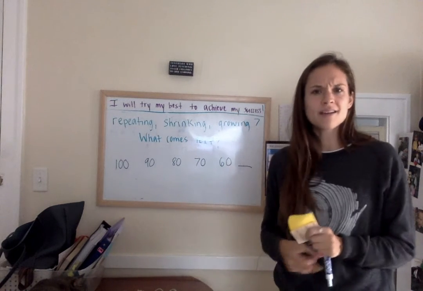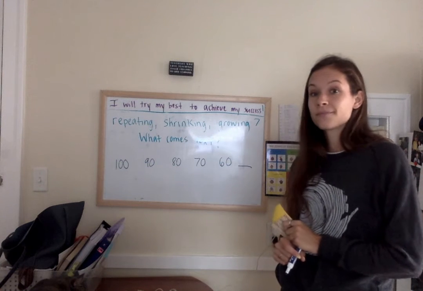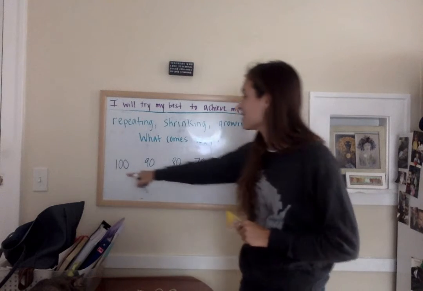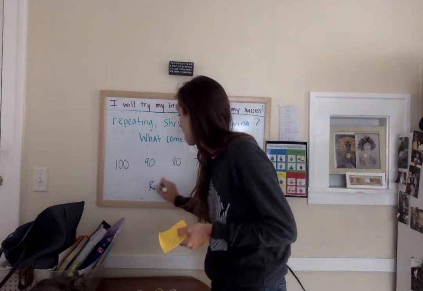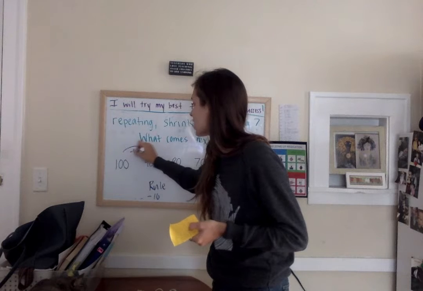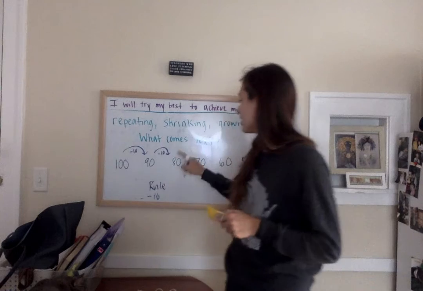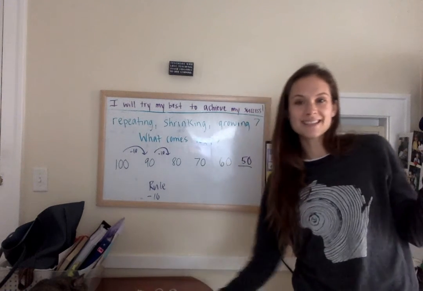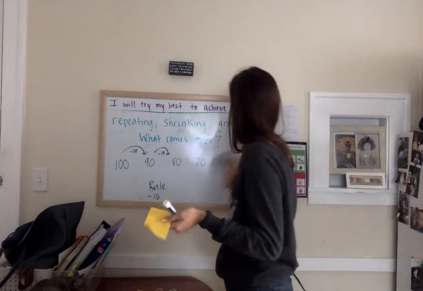What number would come next? 50, right? Because each time we are subtracting 10, our rule is minus 10. 100 minus 10 equals 90. 90 minus 10 equals 80. 80 minus 10 equals 70. 70 minus 10 equals 60. 60 minus 10 equals 50. Okay.